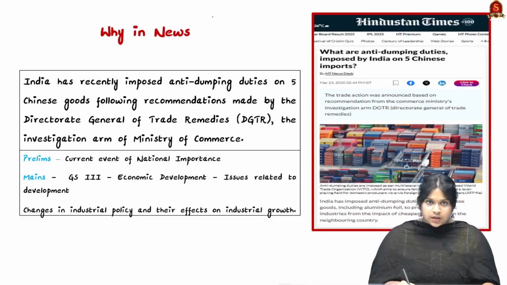Now look into this article. This is from the Hindustan Times. Here, India has recently imposed anti-dumping duties on 5 Chinese goods following recommendations made by the DGTR. It is an investigation arm of the Ministry of Commerce.